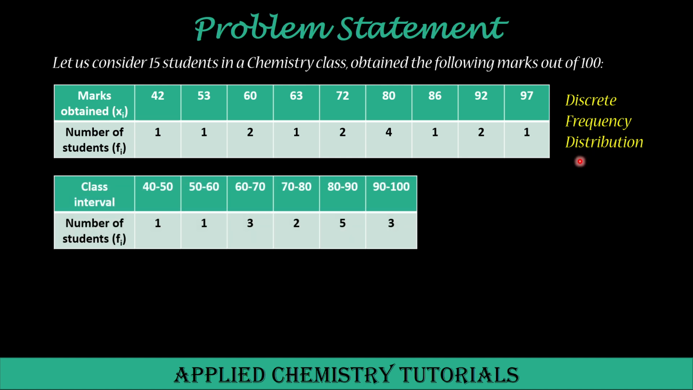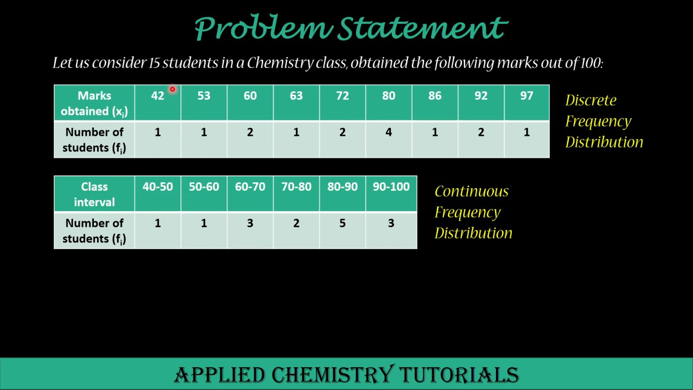Similarly, we can convert this into another format which is known as continuous frequency distribution. Here, instead of the marks obtained xi term, we have class intervals. You can see there are different class intervals here: 40 to 50, 50 to 60, 60 to 70, and the frequency represents how many students fall into each particular class interval.